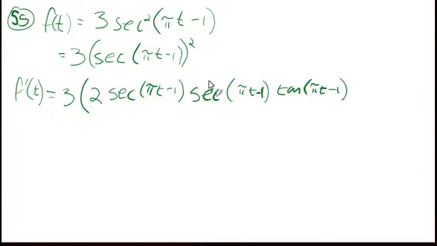Okay. So I did the most outside, something squared, and took the derivative of that. Inside of the something squared was the secant of something, so I took the derivative of the secant of something. But even inside the secant of something is another function. Inside the secant is this pi t minus 1, so we've got to take the derivative of pi t minus 1 with respect to t. Remembering that pi is a constant, it's just a number, we've got a number times t, and the derivative of a number times t would just be pi.